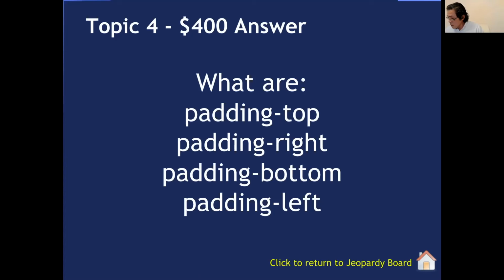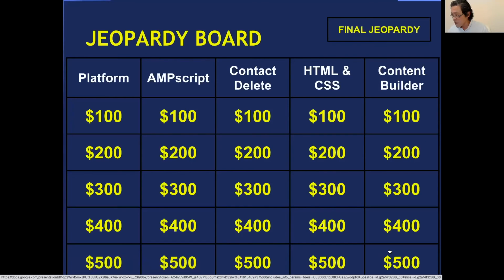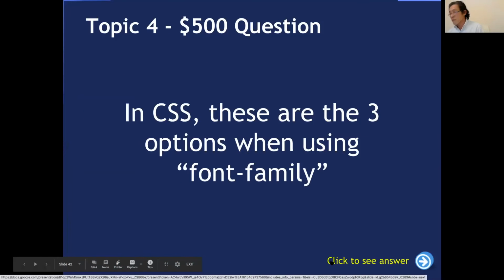So we have to go on to the next person, which is back to Florin. So Florin, we have AmpScript and Contact Delete other than 100 are free. So AmpScript 2, 3, 4, 5, Platform 4 and 5, or Contact Delete 2, 3, 4, 5. No HTML. And HTML, the last one, 500. Okay, let's go for that one. Oh Jesus, 500. HTML 500 for Florin.